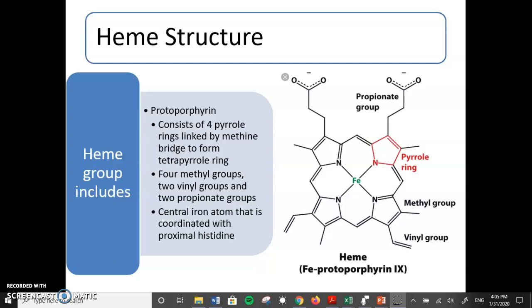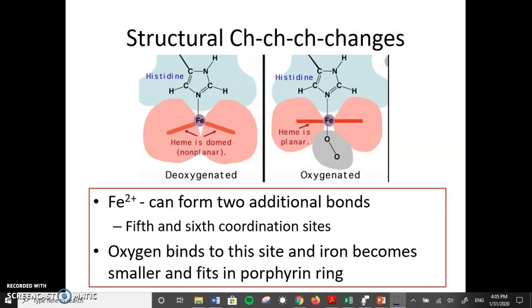One reason that the iron has these 2 spaces or has the capacity to bind more is because it is in the ferrous oxidation group, or it has a 2+ charge. It has not been fully occupied to have a 3+ charge. So when the oxygen does bind to the 6th coordination site, there is a structural change, which we will see in the next slide.